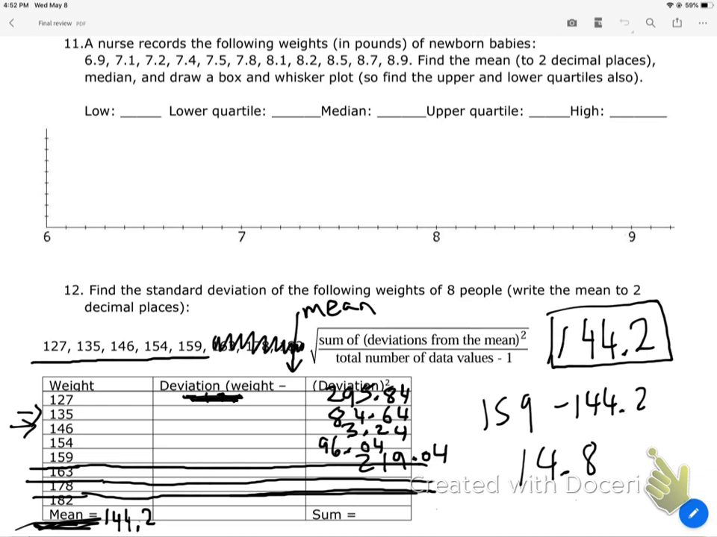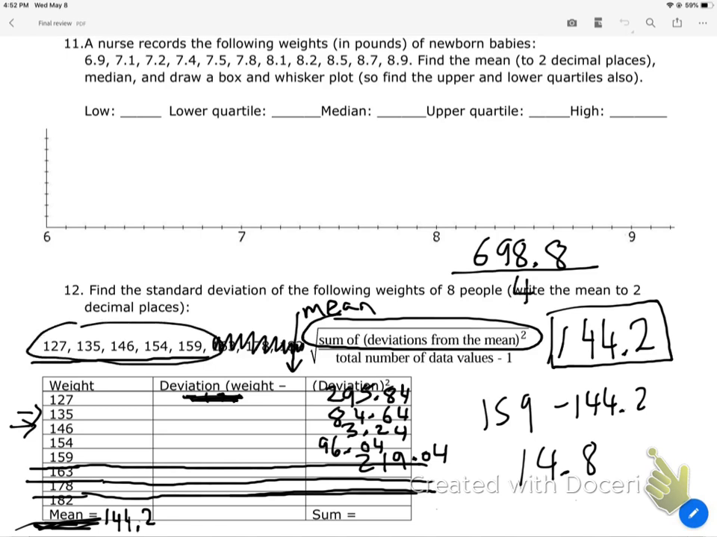Plus 96.04 plus 219.04 equals, that is 698.8. So that is what I just found right there. Okay, I get 698.8. Right, the total number of data values is 5, but take away 1, that's 4.